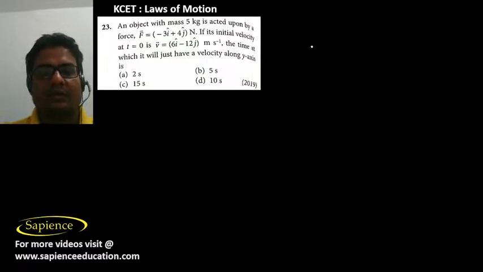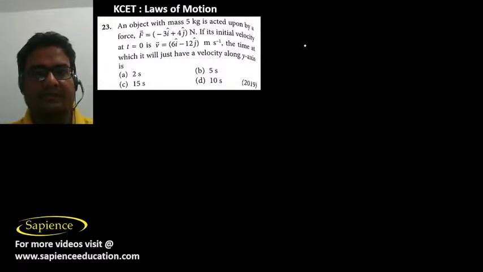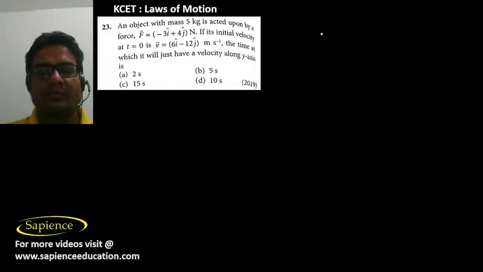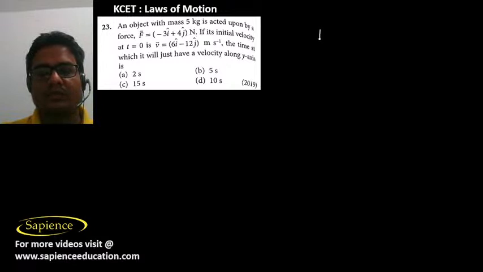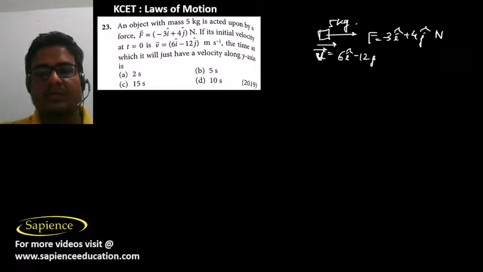Then here it is told that an object of mass 5 kg is acted upon by a force which is minus 3 i cap plus 4 j cap Newton. If its initial velocity at t equal to 0 is the vector 6 i cap minus 12 j cap meter per second, the time at which it will have a velocity along the y-axis is?